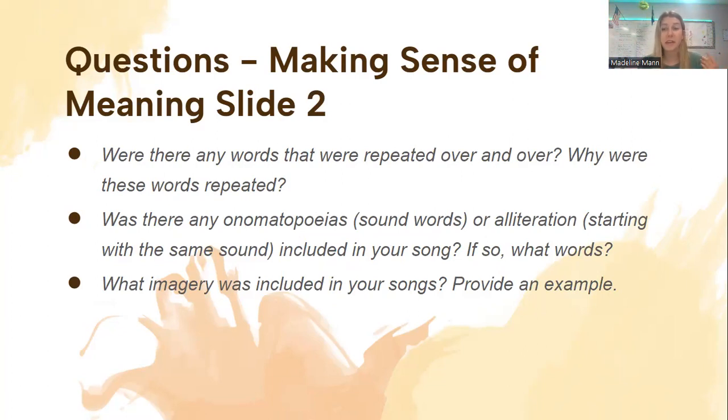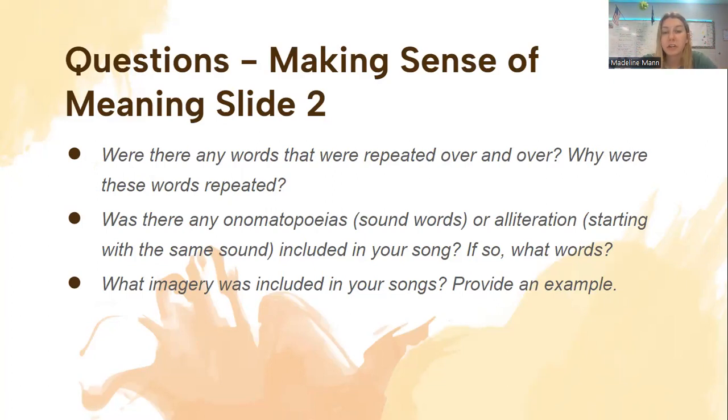Were there any onomatopoeias or alliteration included in your song? So onomatopoeias, I'm referring to sound words, like the booms, bangs, claps. Alliteration, I'm referring to words that start with the same sound, like in Good Timber, we had manly man. So look for some type of sound device in your song. Sometimes singers will leave in an ooh or ah somewhere. That can count as an onomatopoeia.